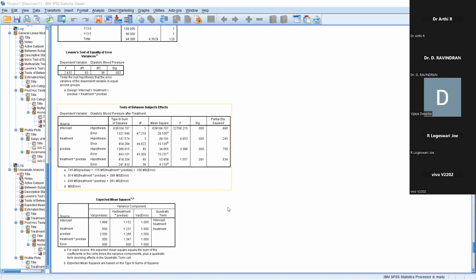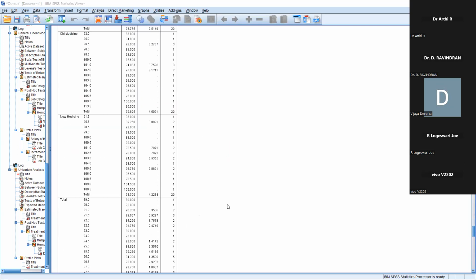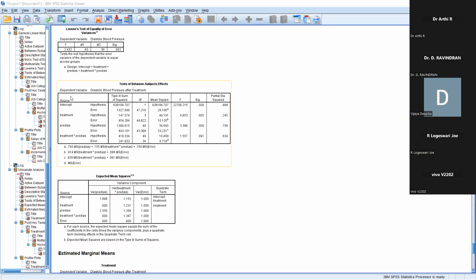I made a mistake. I should not have ticked descriptive statistics. Okay, just ignore that. Come to Levene's test of equality. So the Levene's test significance is 0.002. So it is lesser than 0.05. So it is significant, which means that there is no equality of variance between the groups.